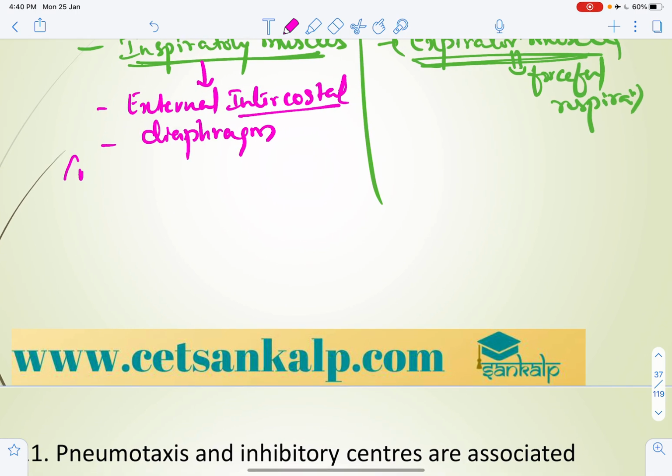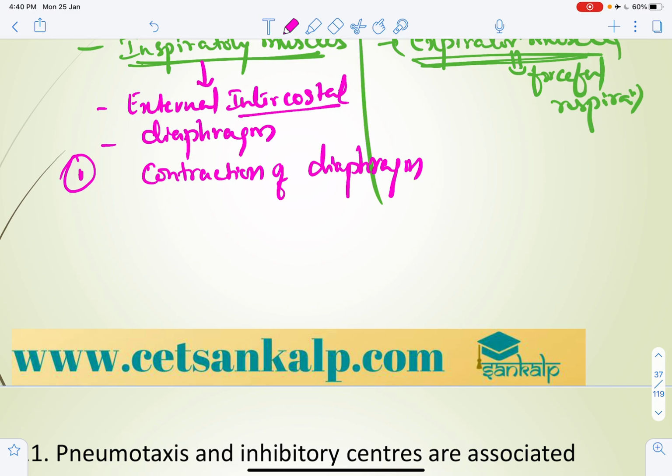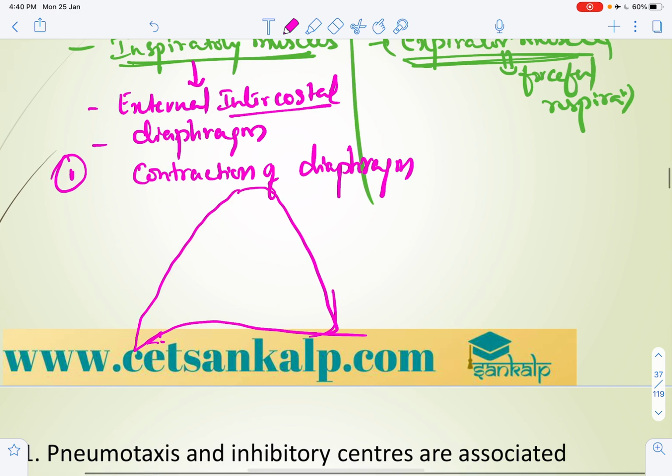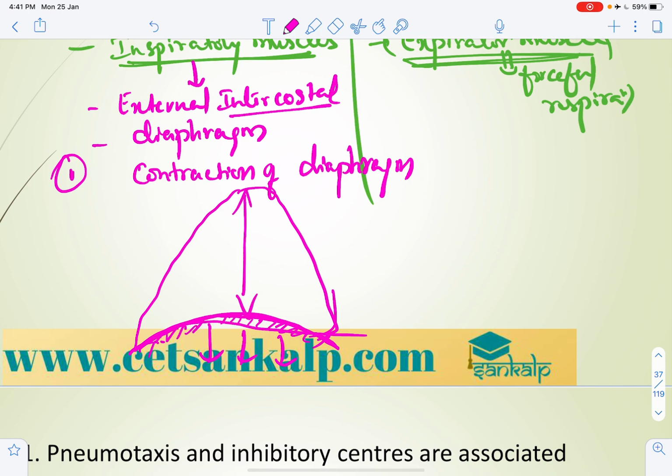Here, the first thing that is going to happen is the contraction of the diaphragm, with the help of the phrenic nerve. The diaphragm moves downward due to the contraction, so that the antero-posterior chamber increases, or you can say the volume in that chamber increases.